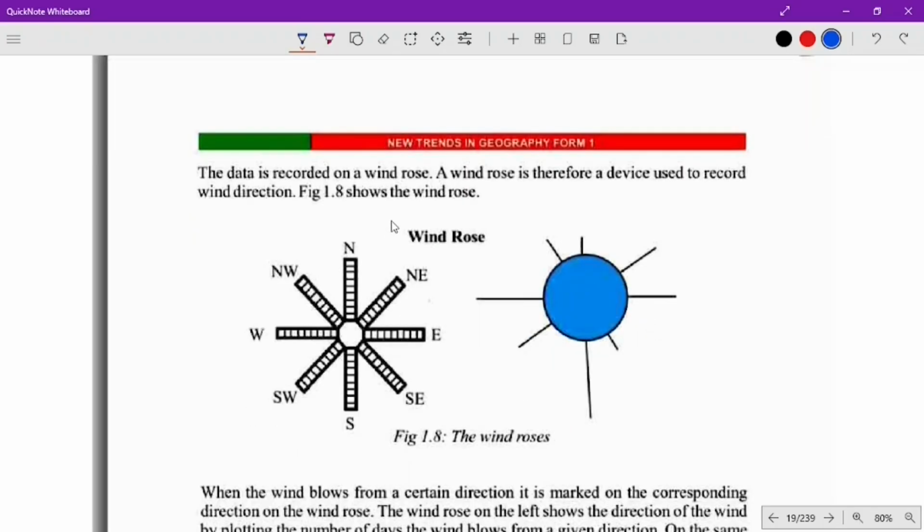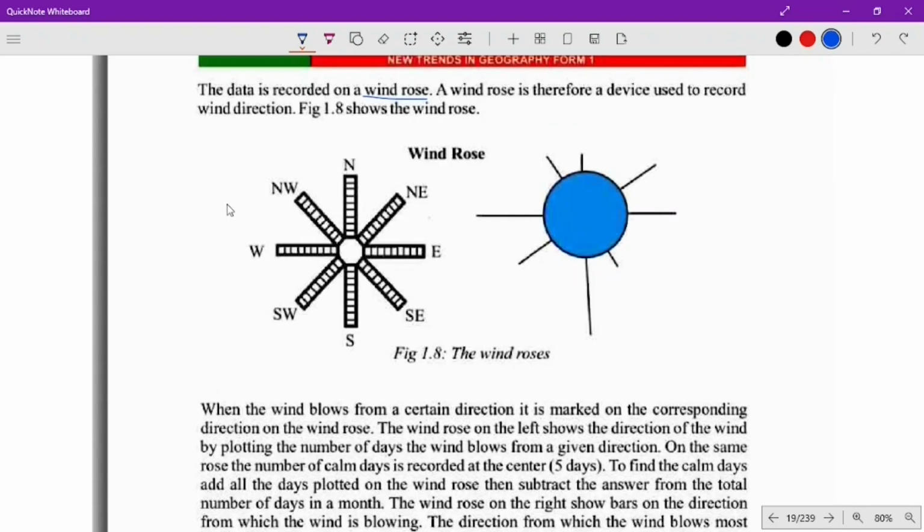Now, when we have recorded, we come to a wind rose. The wind rose is therefore a device used to record wind direction. So here we are looking at our wind rose. This one and also this one.